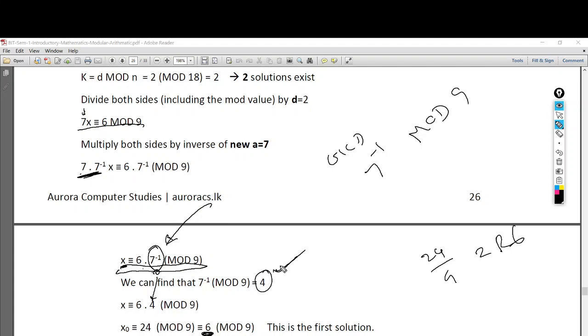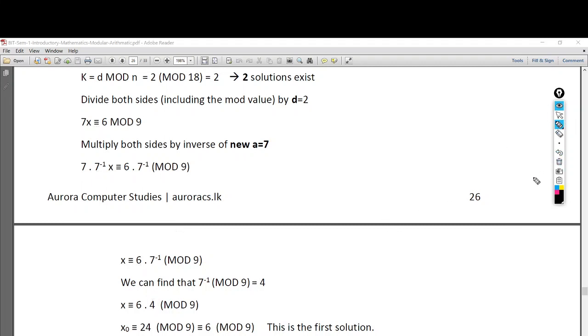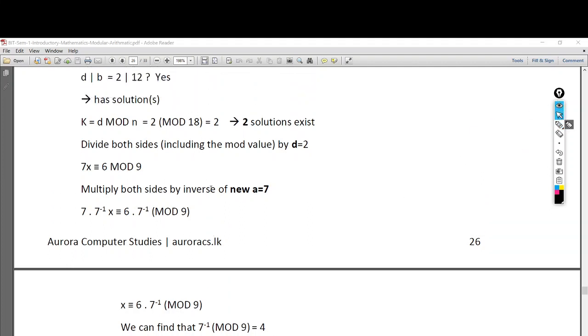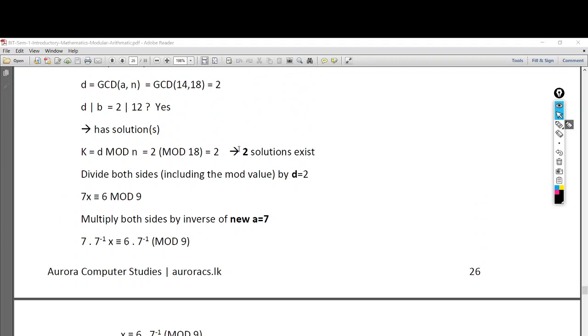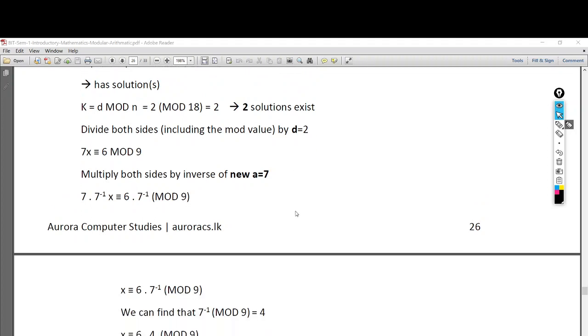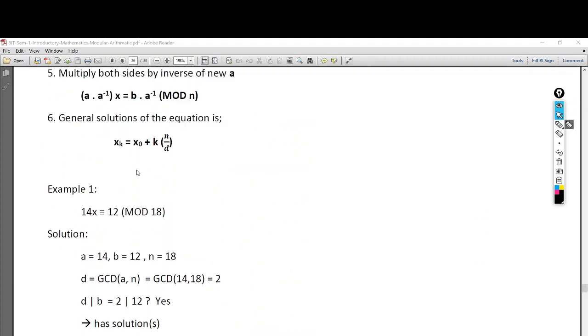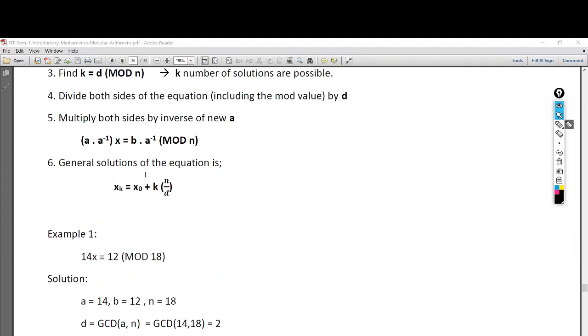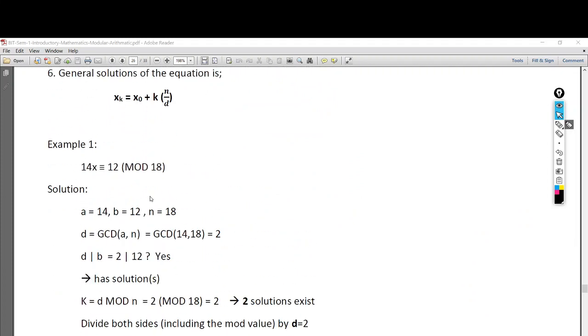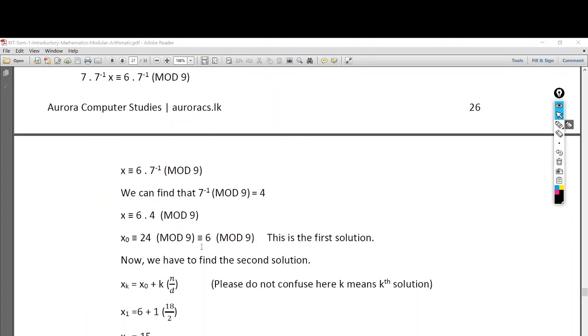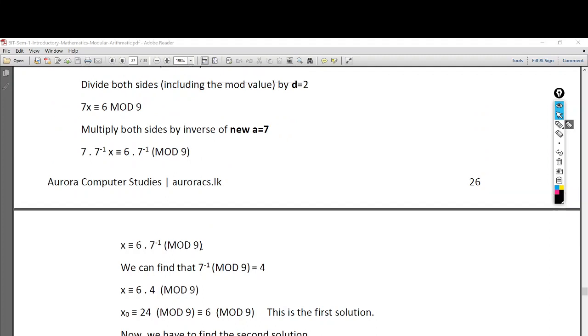So that is our first answer. We call it the zeroth answer, or we can just call it x0 is 6 mod 9. Now we have found the zeroth answer, and according to K there are 2 solutions. To find the other solution, we are going to use this formula. We have to use it only once, because we know that there is only one more solution.